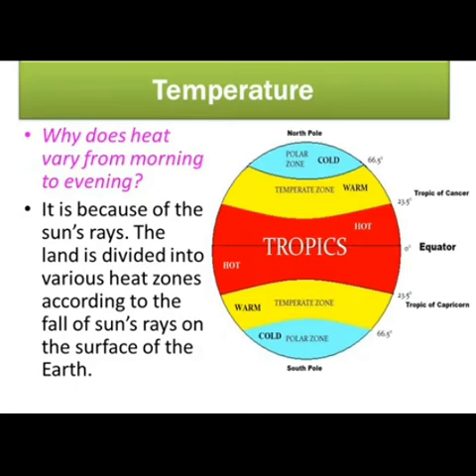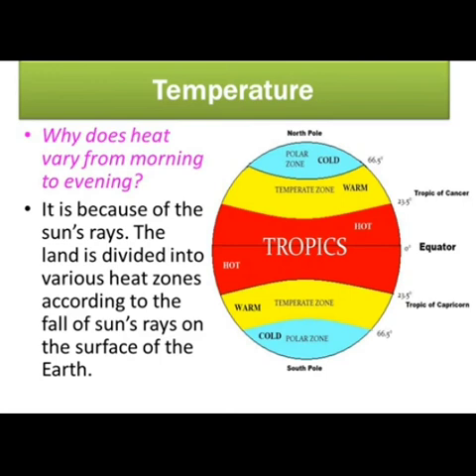The land is divided into various heat zones according to the fall of sun's rays on the surface of the Earth. Okay? Why? Because of the fall of sun's rays on the surface of Earth. Children, you would have noticed it is cooler in the mornings and evenings. And as the day progresses, it becomes hotter. It is very hot during the noon time, isn't it? When we go for lunch break, it is very hot. So we are asked to stay under the trees and have our lunch, right?